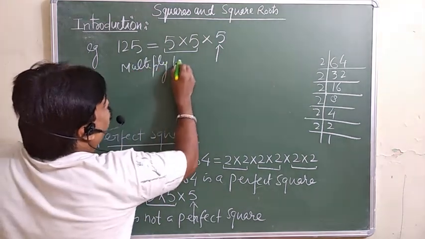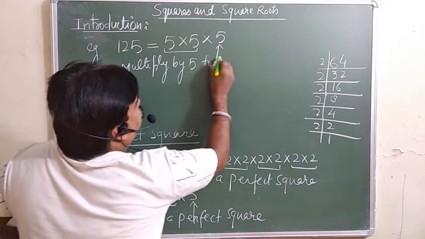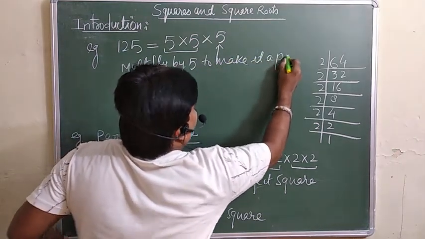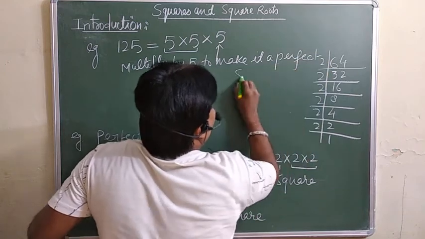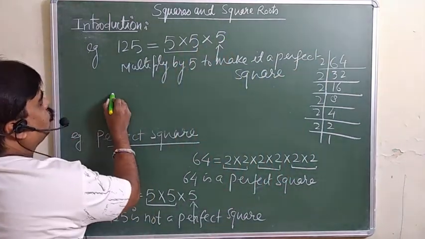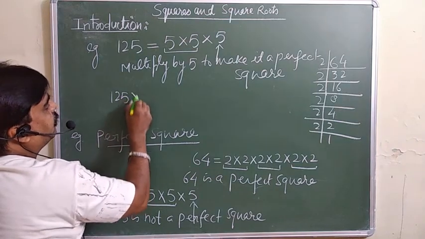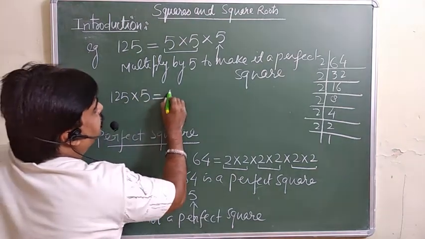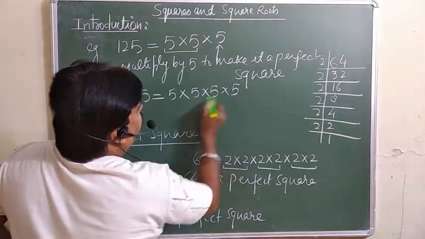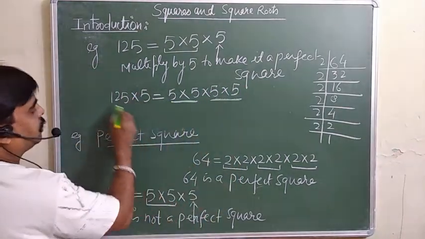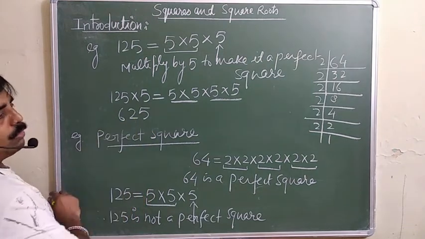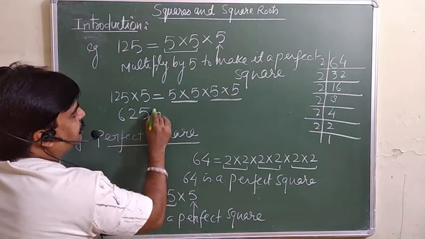Multiply by 5 to make it a perfect square. So you are supposed to multiply by 5. So what will you get? तो क्या बनेगा? You will multiply on this side, and this side is also 5 into 5. Now this pair is there, and this number will be 625.